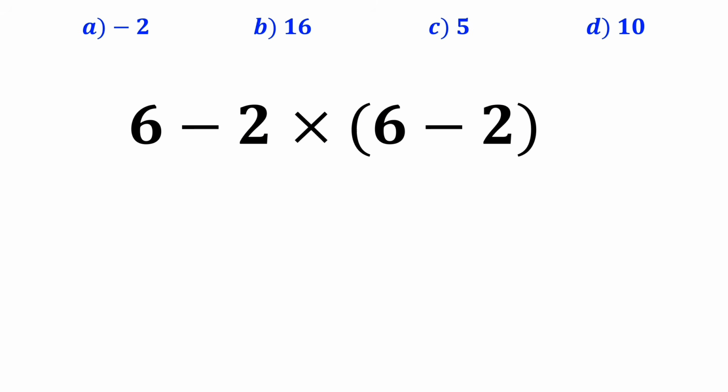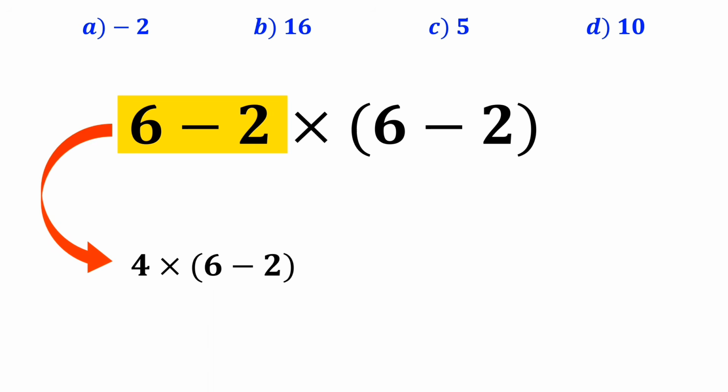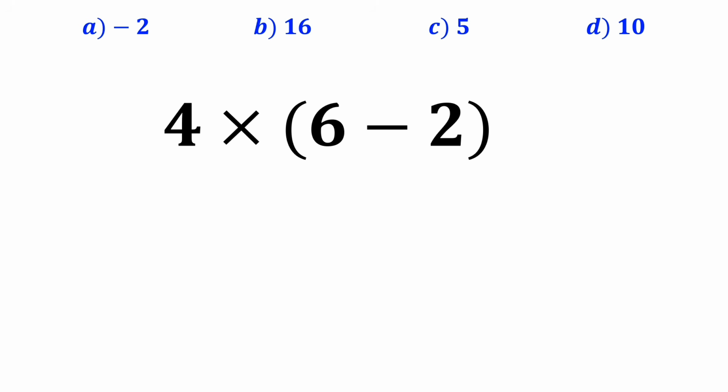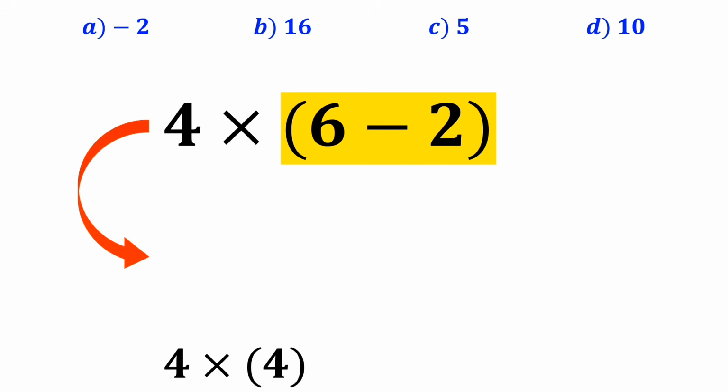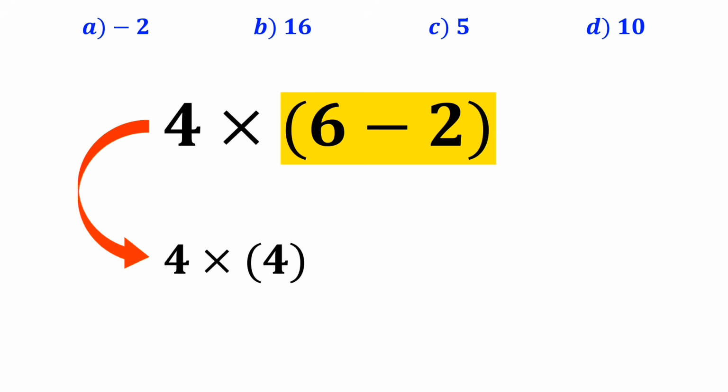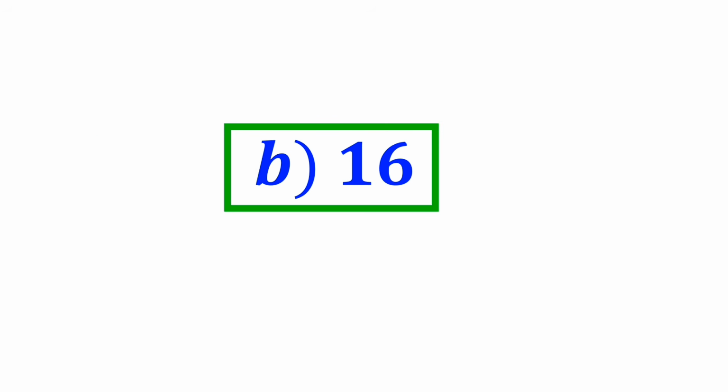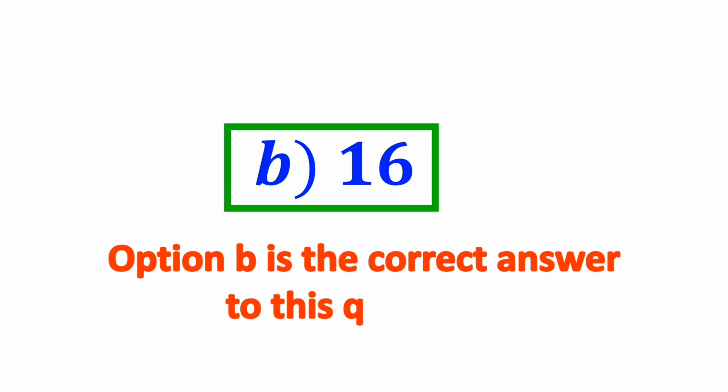In the first step, most people subtract 6 minus 2 that I have highlighted in yellow. So it becomes 4 times (6 minus 2). In the next step, they calculate 6 minus 2 inside the parenthesis, which becomes 4 times 4. And finally, the answer becomes 16. So, they think option B is the correct answer to this question.